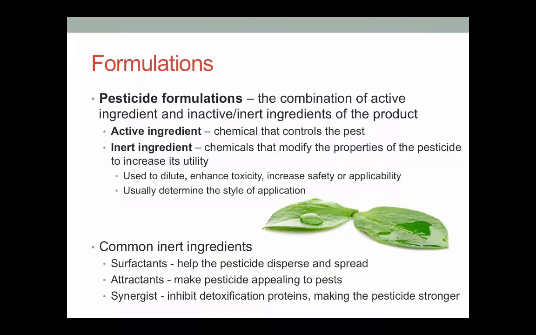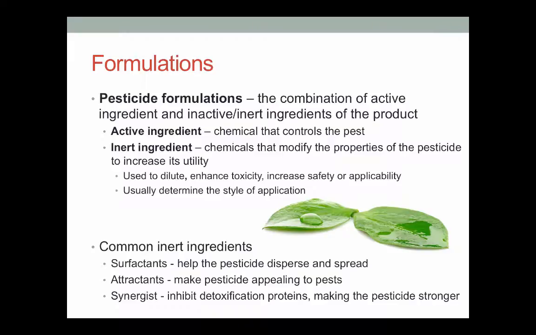Inert ingredients then are going to be basically any chemical that's put into the pesticide that does not kill the pest. And these basically are used to increase the utility of the pesticide. Maybe they use it to dilute it so that it's not too toxic to humans. It may enhance toxicity, make it safer to apply, easier to apply. There's any number of reasons.